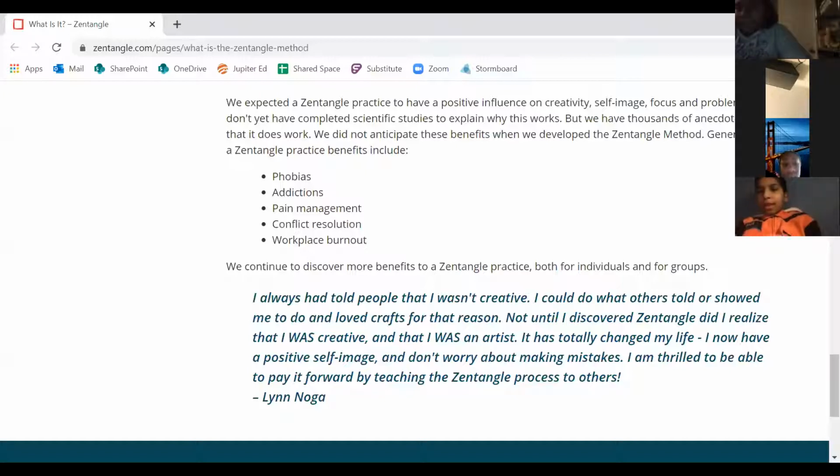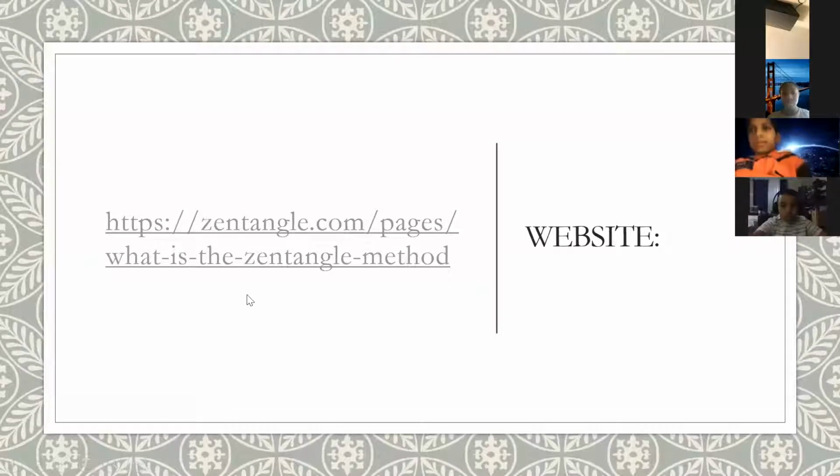So now what we're going to do is actually learn about what it looks like and how to make one. I'm going to share with you a YouTube video of someone showing us how Zentangles work.